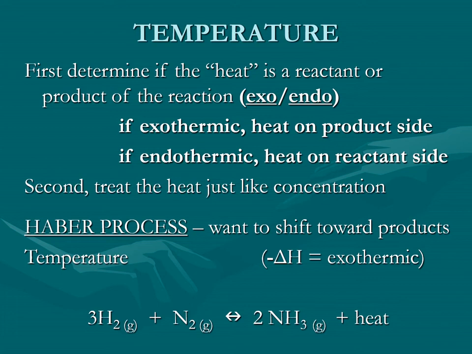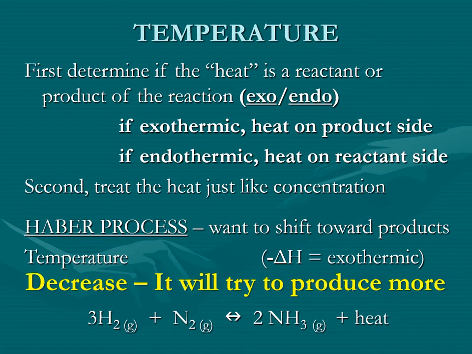So again, if you want it to shift toward the products, in this case of the Haber reaction, we said that it was exothermic. So exothermic means that heat is a product. I want it to shift toward the products, so if I decrease the temperature, it will try to produce more of that ammonia.